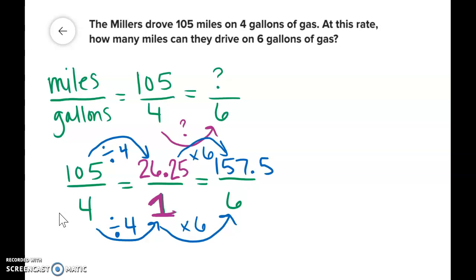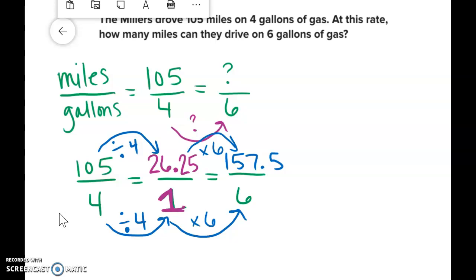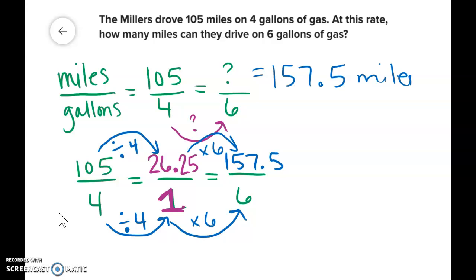So I know that the Millers are going to be able to go 157.5 miles on 6 gallons of gas. All right, using unit rate.